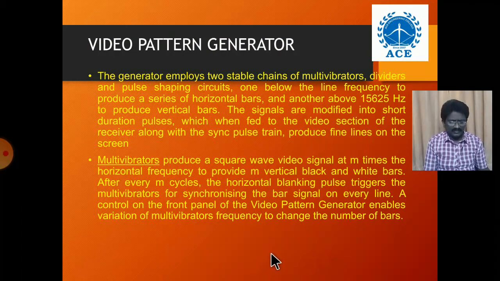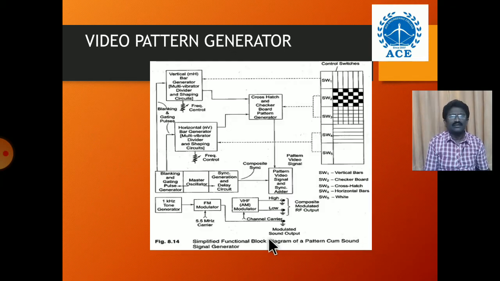So our next topic, video pattern generator. So this is a basic block diagram for the video pattern generator. So actually, a pattern generator provides video signals directly and with RF modulation on standard TV channels for alignment, testing and servicing of TV receivers.